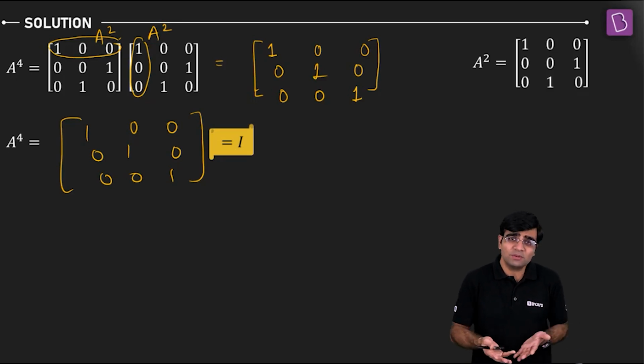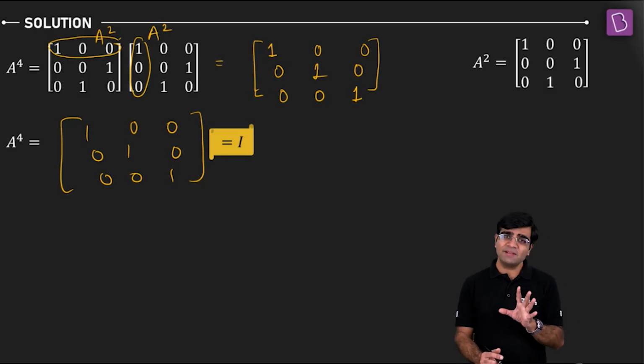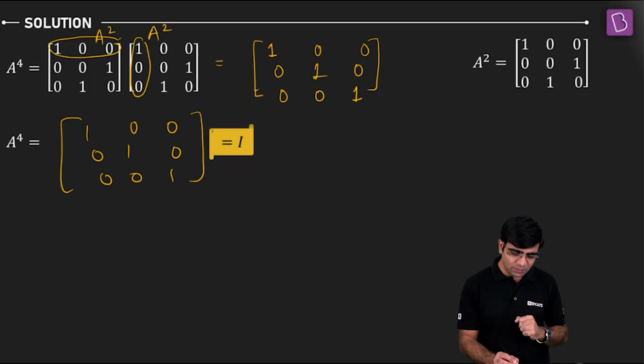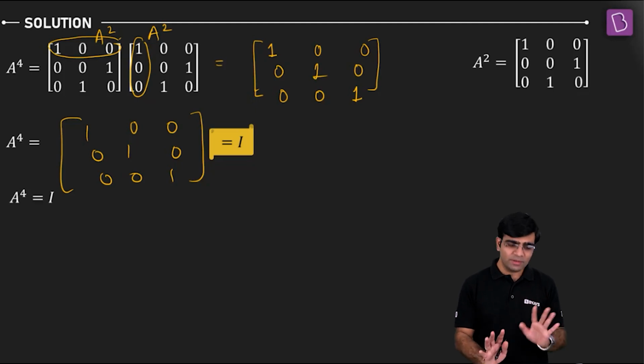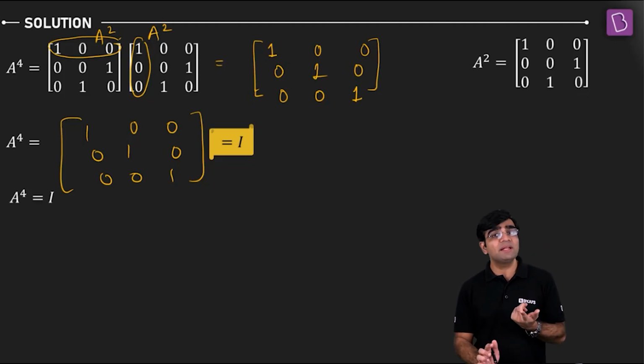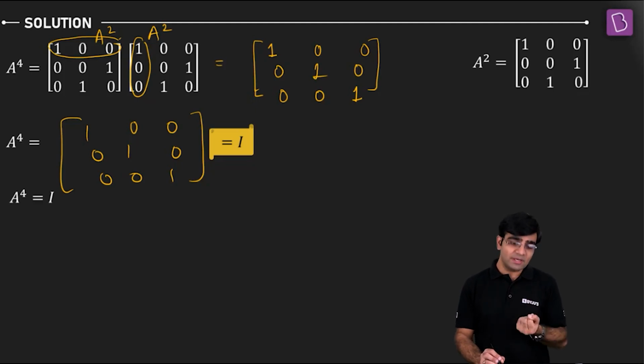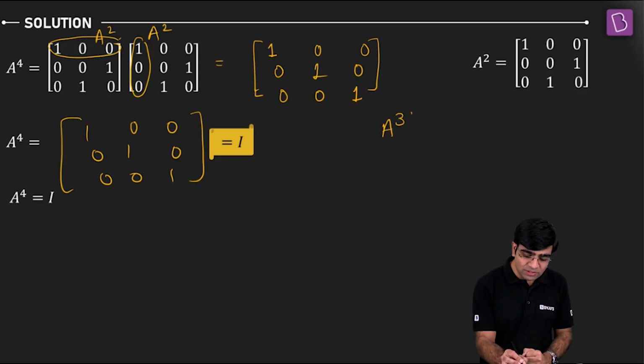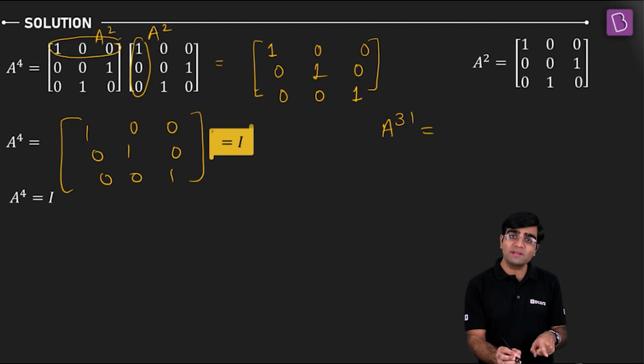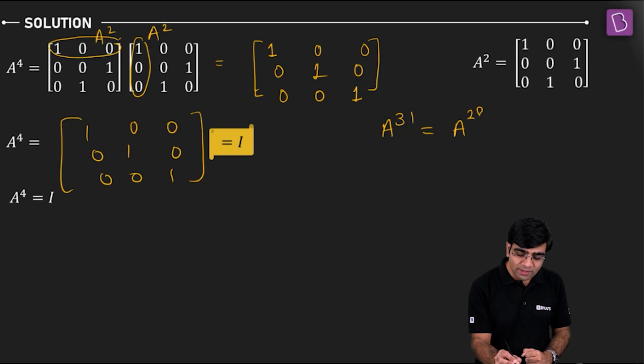Congratulations, guys. Now you're about to solve the problem. So if I have A raised to 4 equal to identity matrix, what do I have here? A raised to 4 equal to I, I have to predict the values for what? A raised to 31. Okay. So A raised to 31 I have to reach. I know that A raised to 4 is I. So I'll try to utilize that A raised to 4. So the multiples of A raised to 4 will give A raised to 28 into A cube.